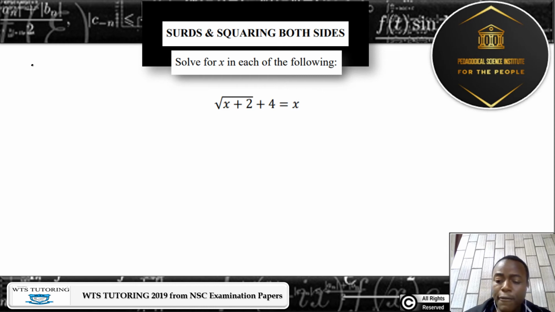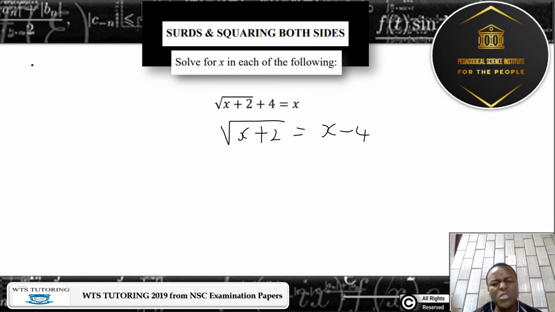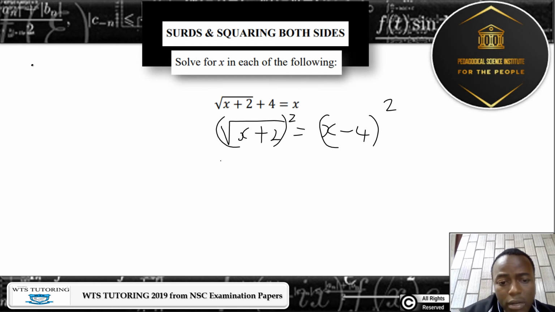So we're going to take the 4 and transpose it, put it on the other side. We don't want to make a mistake. So we'll be left with x plus 2 is equal to x minus 4. When it goes that side, it's minus 4. Now we can square. It's perfect. We can square now because things are standing on their own. Okay, once we square, like I said, square is the poison for what? For square root. It kills the square root. Then you'll be left with x plus 2 is equal to x minus 4 squared.